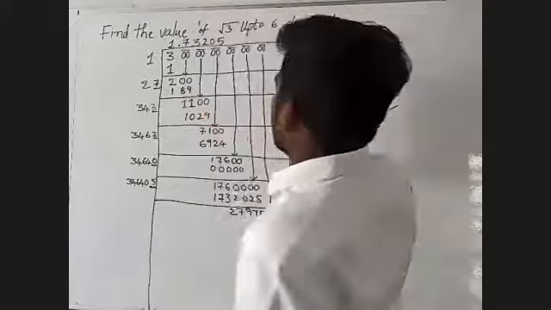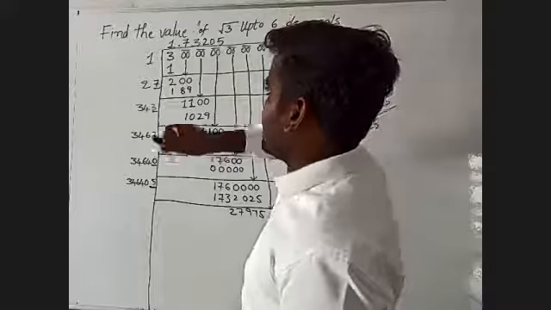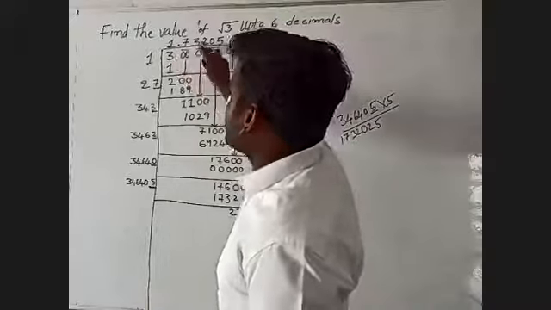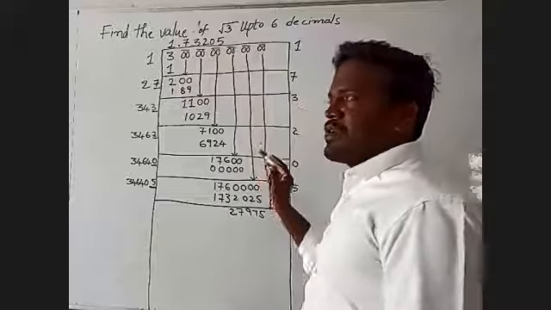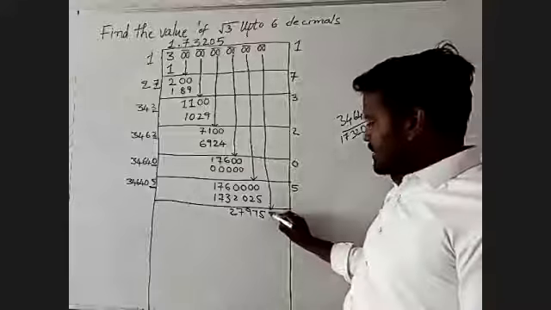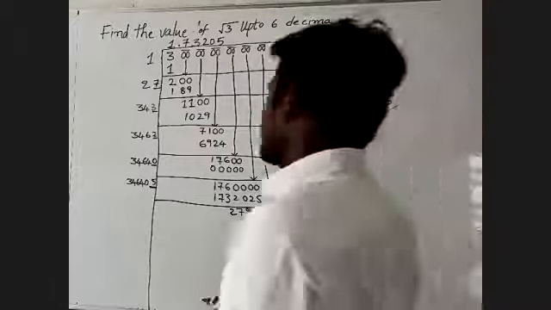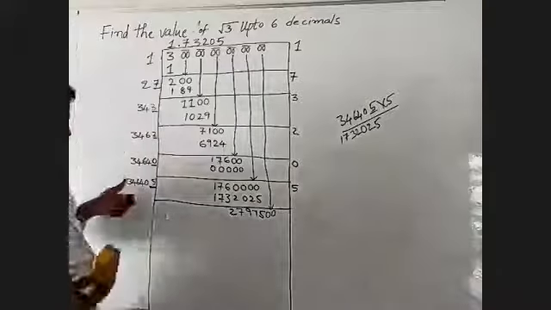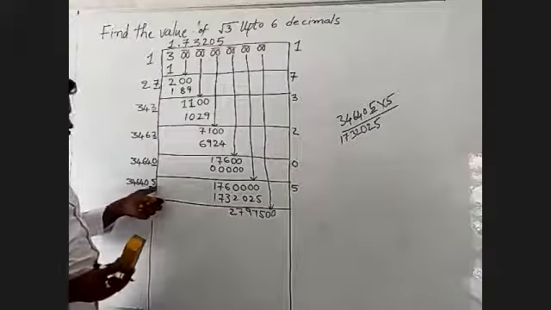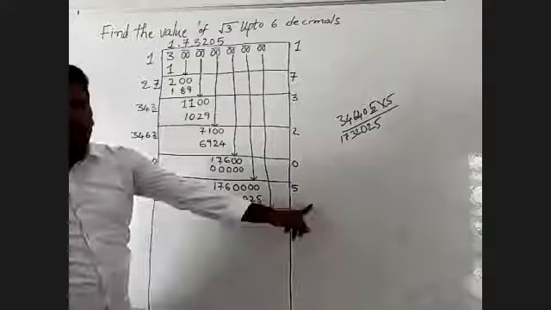Observe, by the problem, root 3 up to 6 decimals we have to find out. Here we have to find 1, 2, 3, 4, 5. One more we have to find out, and then the problem will be completed. I will take the remaining 2 zeros. Here we will observe in this one. Here the given value is 34640. We'll add this 5. 5 plus 5 will become 10.